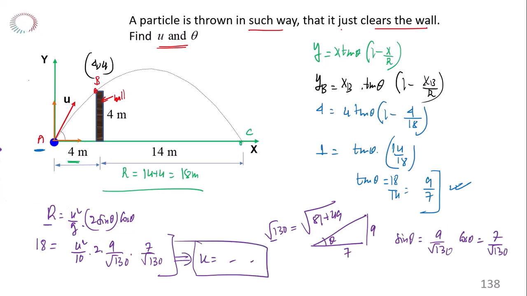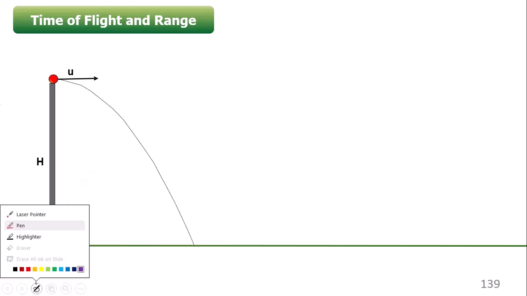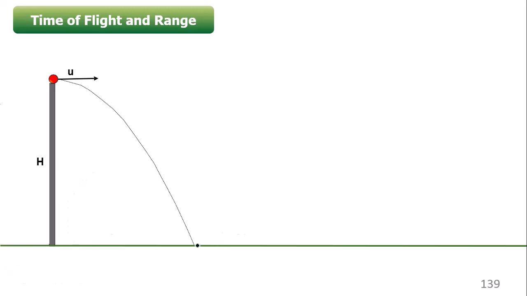Whether the angle is given or u is given, depending on that you have to choose whether to go for equation number 1 or equation number 2. Now, so far what we discussed is the time of flight and range when the projectile is fired from the ground. If the projectile is fired from a certain height, not on the ground, say it is projected from point A and reaches point B.